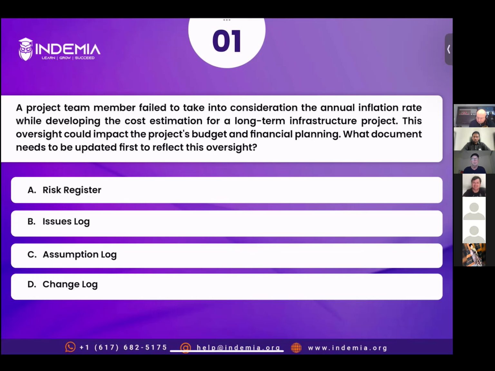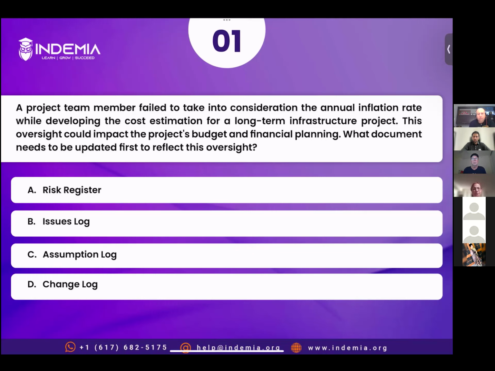Change log is documented to reflect the change once we are in the execution stage. If we are still in the planning stage, the plans are not approved, then there is no need to go with the change log, right? So the correct answer is assumption log, since it was an assumption which was not taken into consideration.